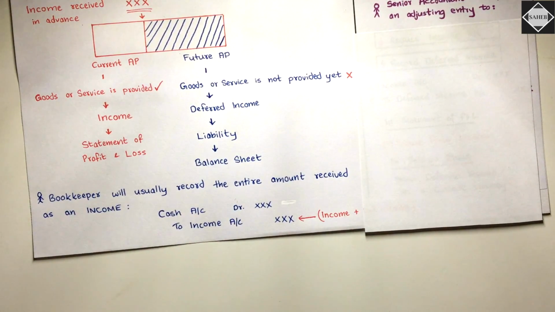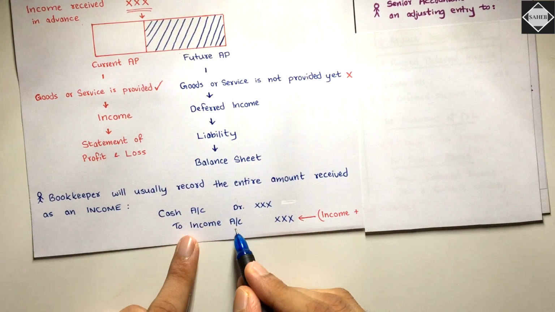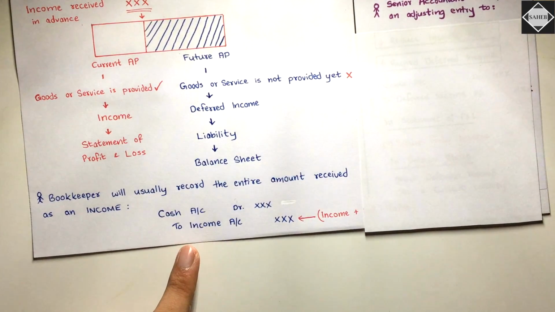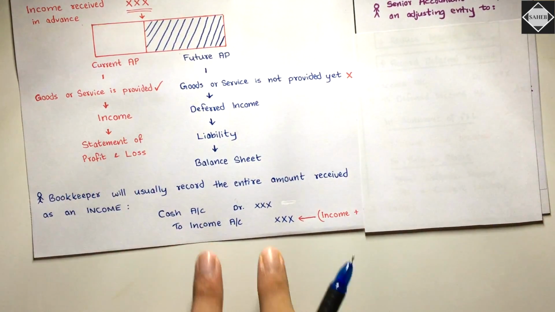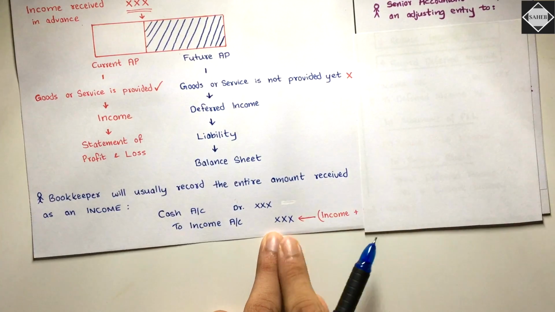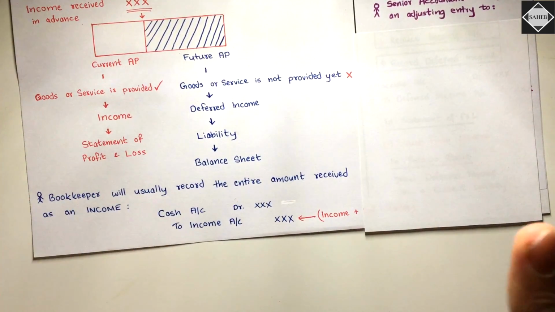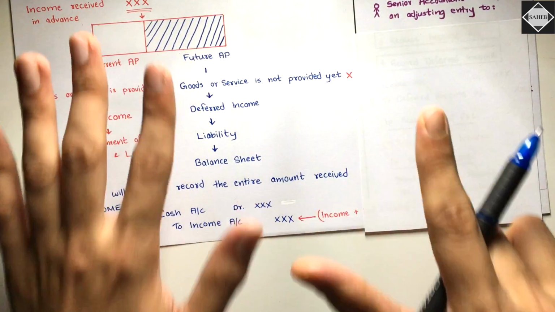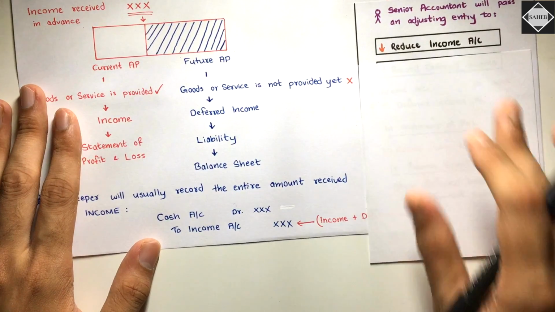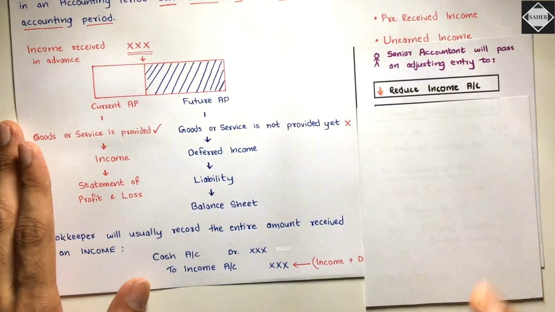So what does the senior accountant have to do? The senior accountant has to reduce the income account by 70,000. 100,000 has gone over here, but only 30,000 should be there. So the senior accountant has to reduce the income account by 70,000. See here, reduce income account by 70,000.